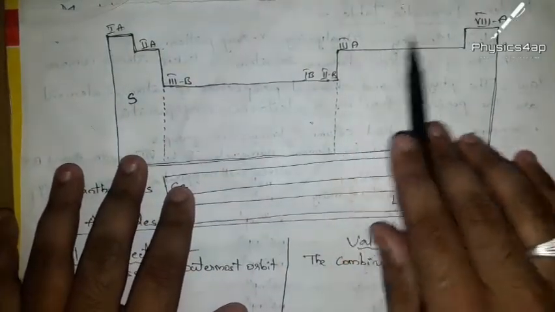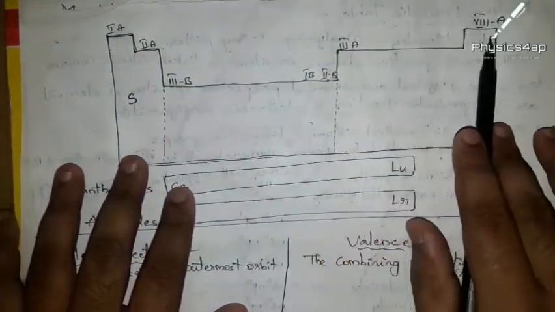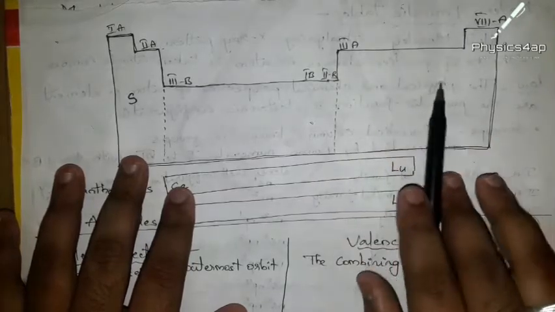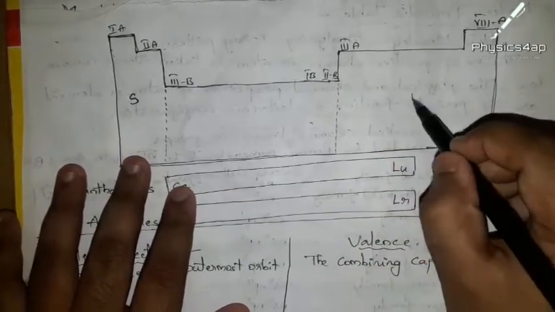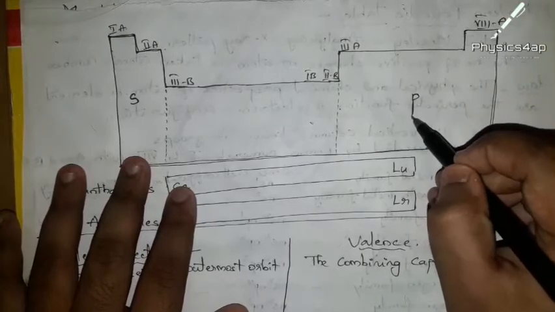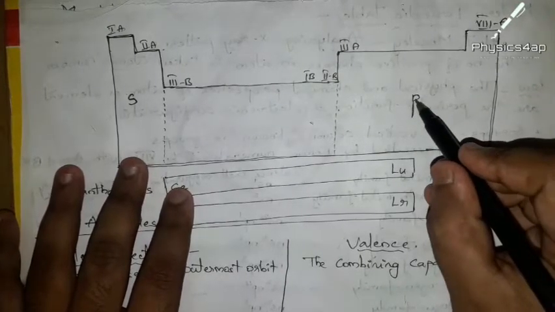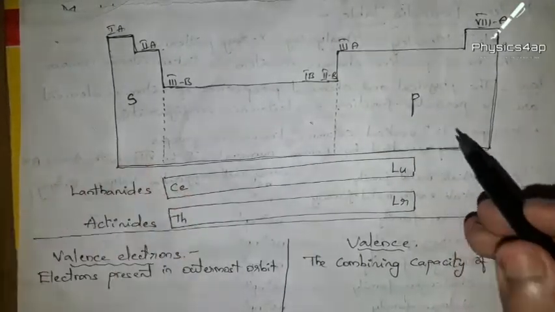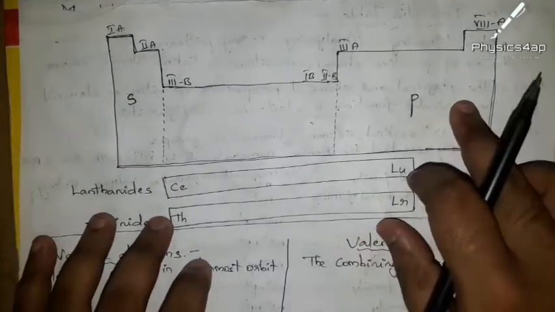Now coming to 3rd A to 8th A, the elements which are coming over here are the P block elements. Why? When we write the electronic configuration, we get P at the last, so they are called the P block elements.